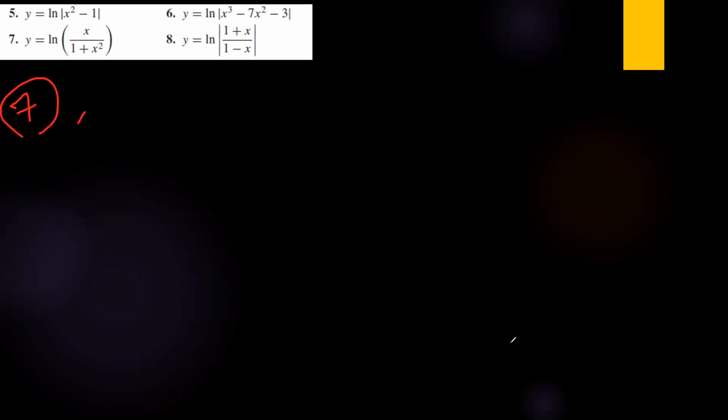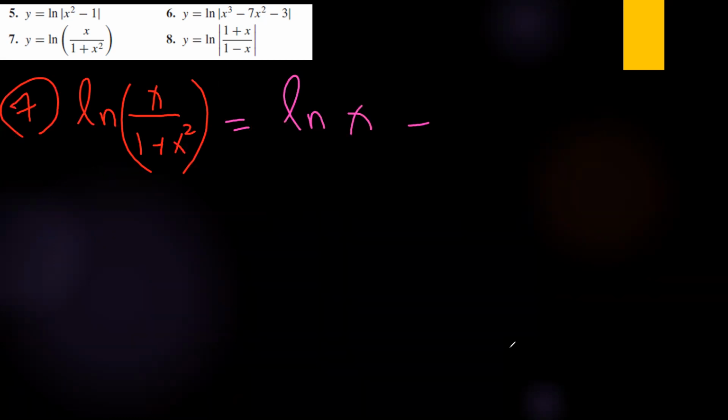In number 7 here, we have ln of x over 1 plus x squared. For this one, as I told you, since they are divided, we can distribute, or we can expand the ln. We have x over 1 plus x squared. If it is possible, I convert it. Yes, I can. So I will say it is ln of x minus ln of 1 plus x squared.